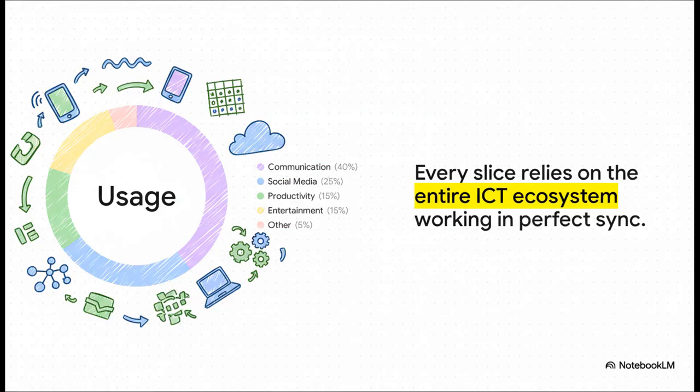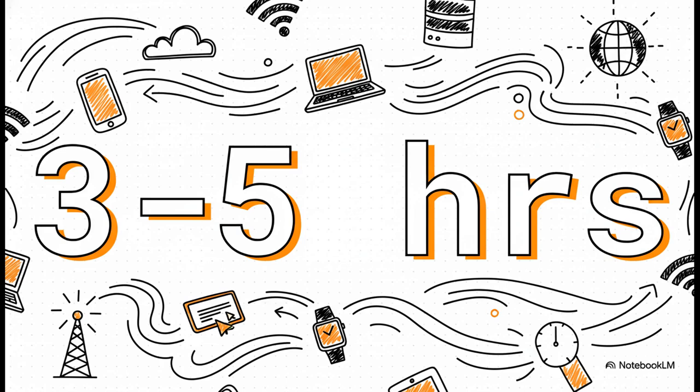Pretty incredible. And just look at how we use them. Every single slice on this chart depends on that entire ecosystem working perfectly. When you're communicating, your messaging app is telling the phone's hardware what to do, and your router is sending that data out over a global network. And all of that happens in less than a second. 3 to 5 hours. That's how much time a lot of us spend swimming in this digital world every single day. So, understanding the layers that make it all possible, well, it's not just a technical exercise anymore. It's about understanding a huge part of modern life.